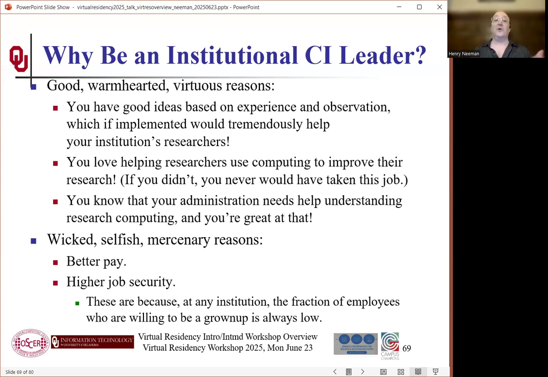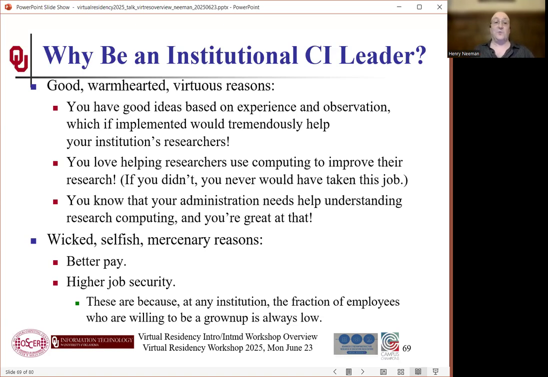So here's the good reasons. You have great ideas, and you should be sharing them with the world. They're based on your experience, your observation. If you don't have them yet, you will, right, as you go through this career. You love helping researchers to use computing to improve their research, and the proof of that is you're interested in this job or already have it. You know that your administration needs help understanding research computing, and you're getting better and better at that.